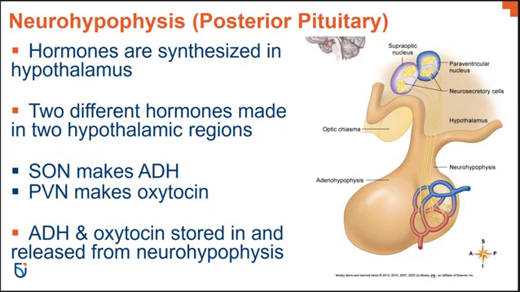We know that there are 5 main hormones released from the anterior pituitary gland, but there are only 2 main hormones released by the posterior pituitary gland. But of course, we know that they're only stored and released here. They're produced by the hypothalamus. These 2 hormones are called ADH, or antidiuretic hormone, also sometimes referred to as vasopressin, and oxytocin. It is the supraoptic nucleus that produces antidiuretic hormone, and the paraventricular nucleus that produces oxytocin.